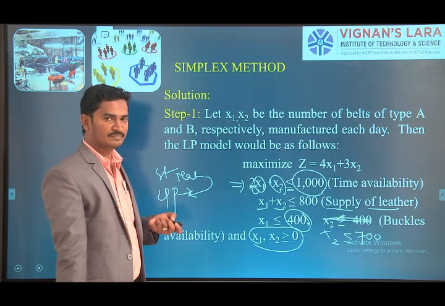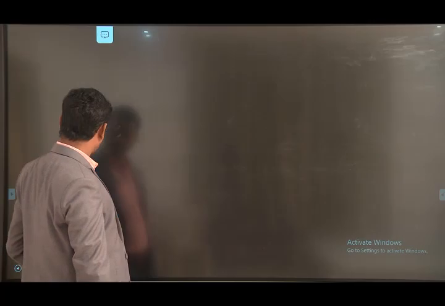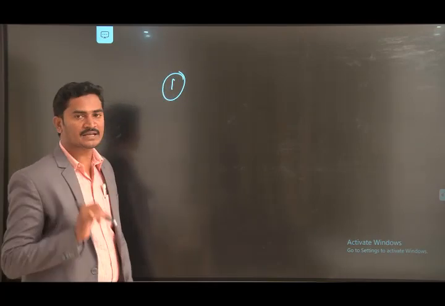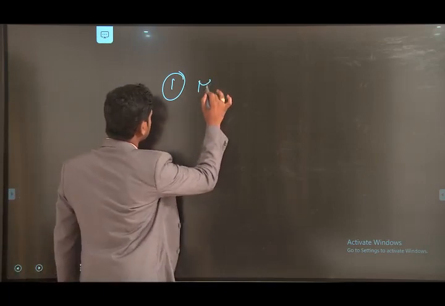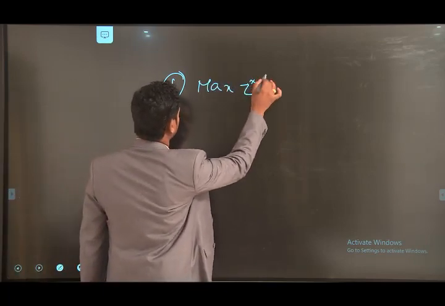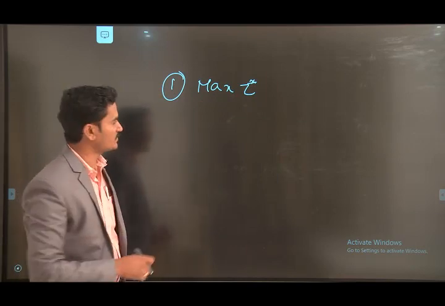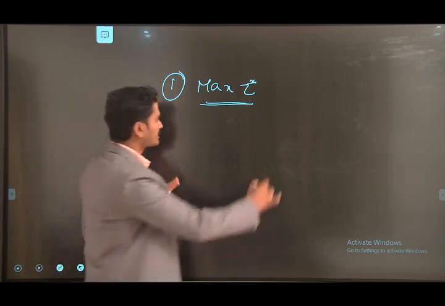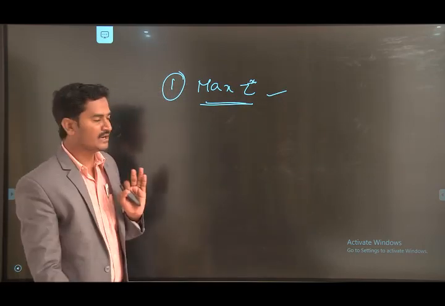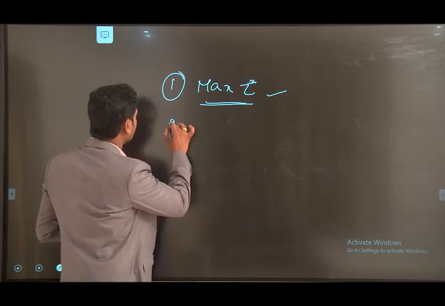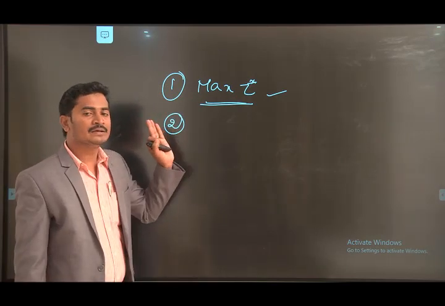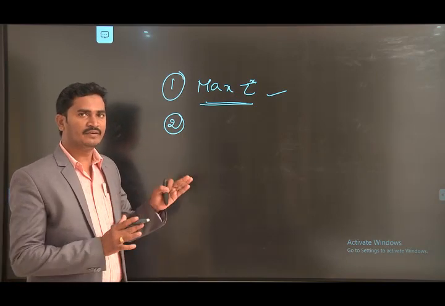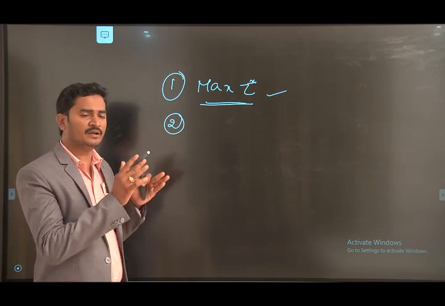What is the standard form in simplex? First we check whether the objective function is maximization or minimization. If it is a maximization type, the canonical form of the simplex is satisfied. In our case, profit is the function, so it is a maximization type and that condition is satisfied. Next, the constraints must all be less than or equal to type.